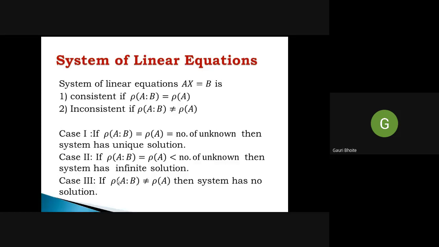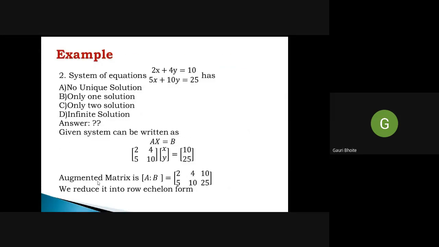And the third case, if rank of AB is not equal to rank of A, the system has no solution. Okay, so let's see an example. Given the system 2x + 4y = 10, 5x + 10y = 25, the options are: no unique solution, only one solution (which means unique solution), only two solutions, and infinite solutions. Try to find out which option is correct.